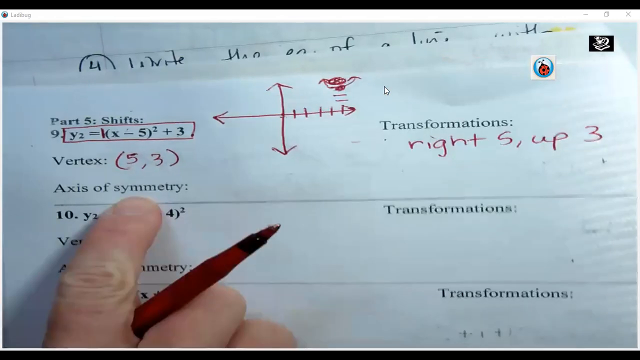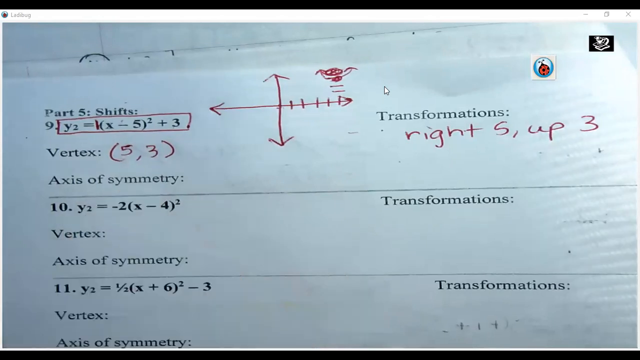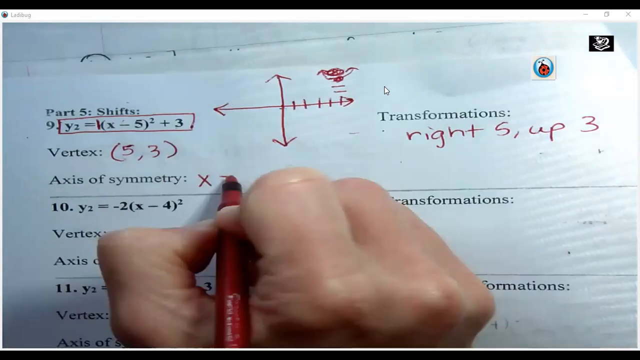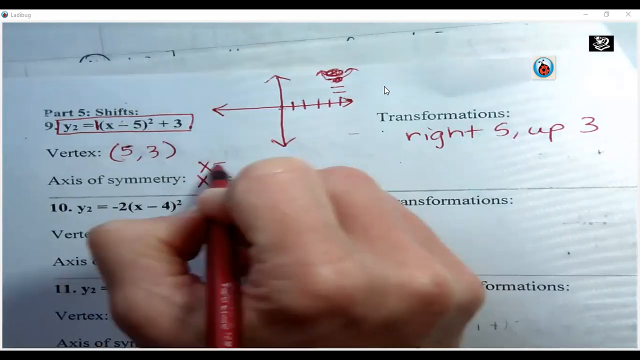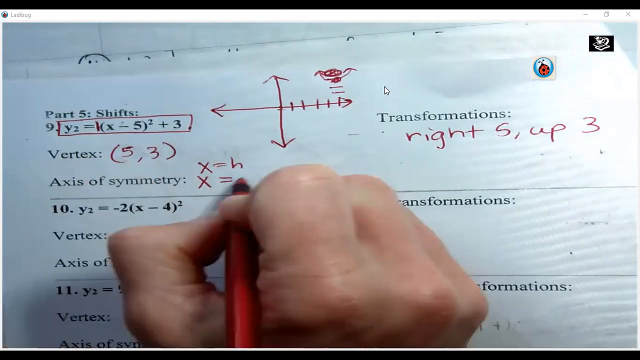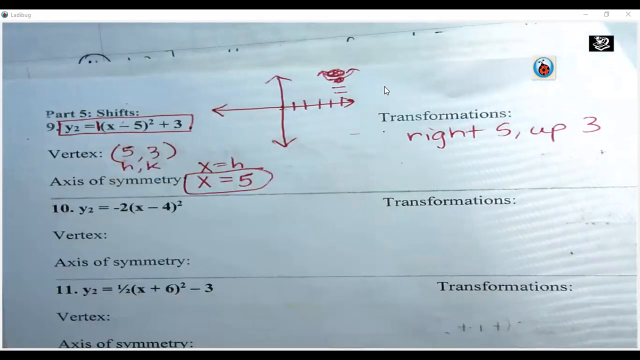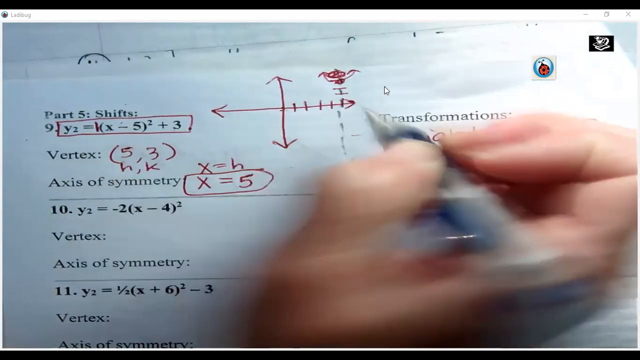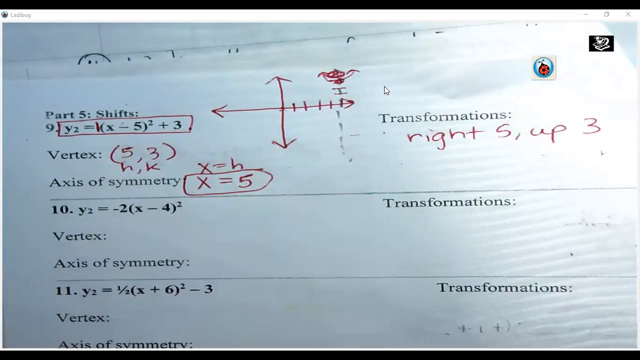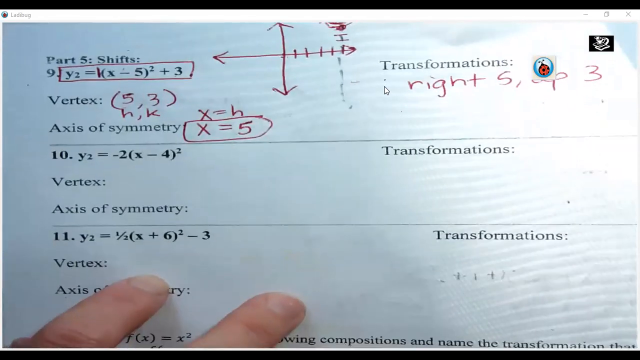The axis of symmetry always starts with what? X equals. Good. And the formula is x equals h. What is your h value? 5. Remember, this is h and k. You can always graph it in Desmos too and look and see where the line is if that's helpful to you. Okay. All right, let's do another one.